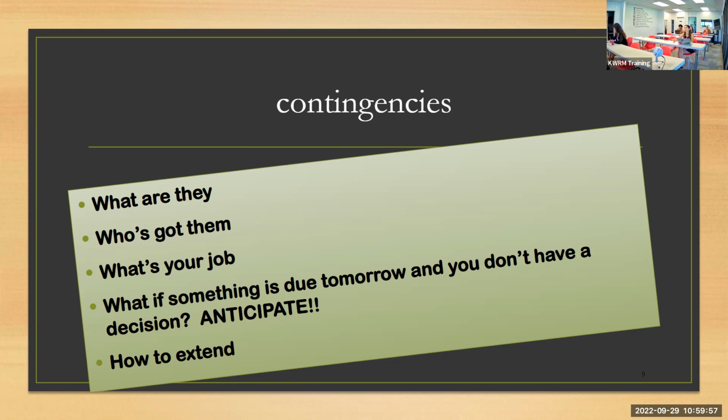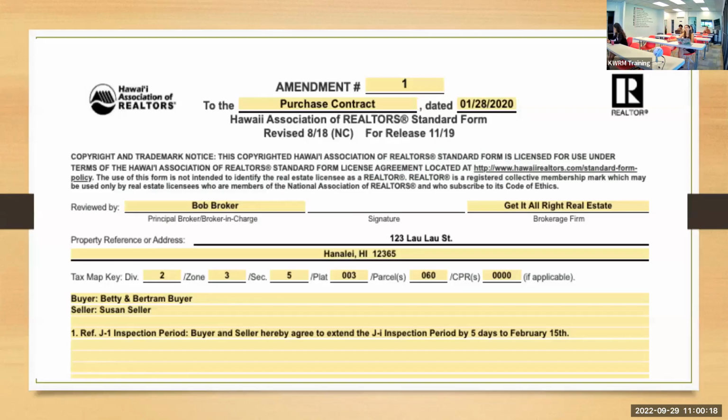We need to anticipate. Oh, this isn't going well. My client isn't answering me. I better say to my client, we need an extension here to allow you to make a decision with a little more time. Would that feel more comfortable for you, Mr. and Mrs. Buyer? And draw up an extension. So how do we do that? An amendment, really simple. Just an amendment to the purchase contract, and you just reference whatever the paragraph is that you're extending.